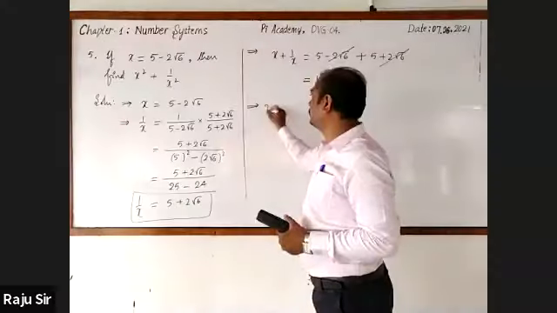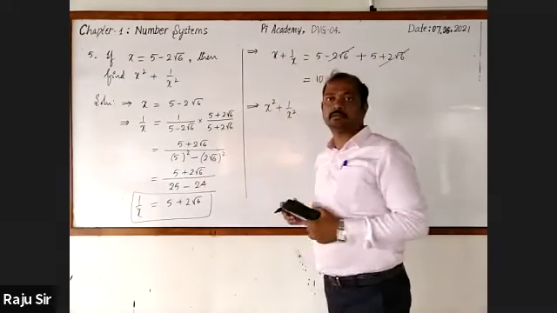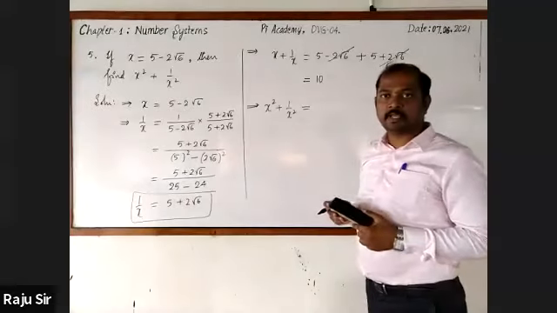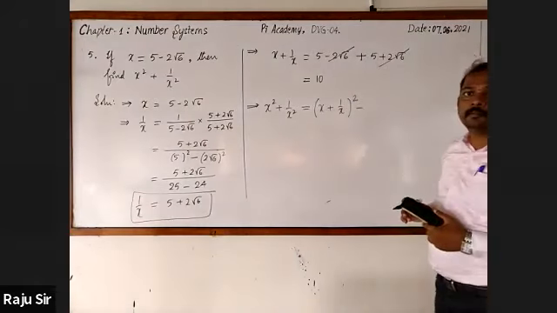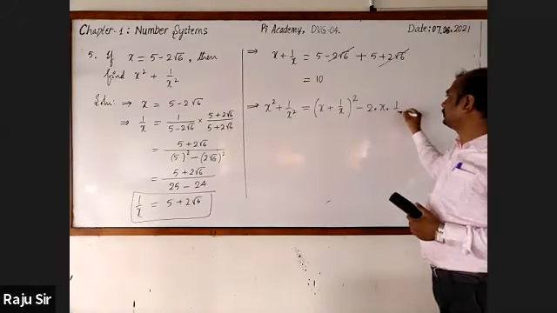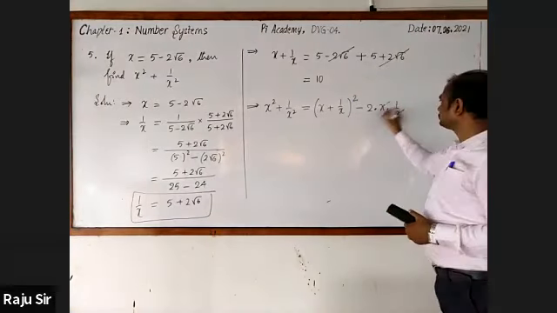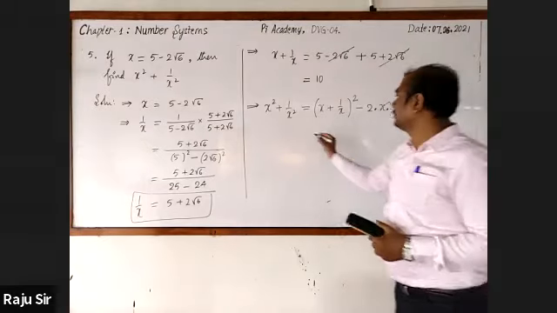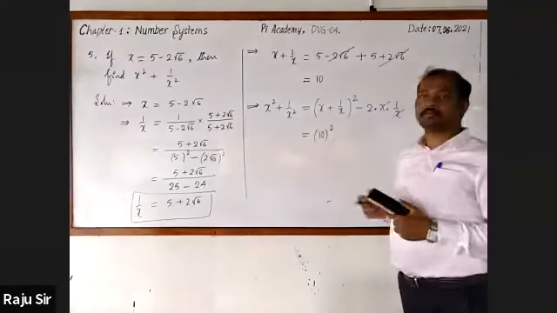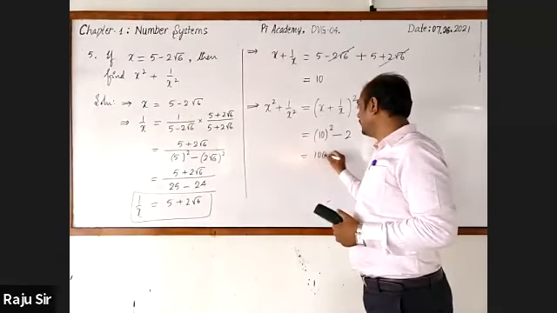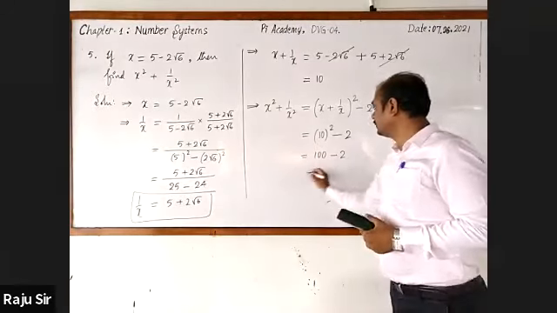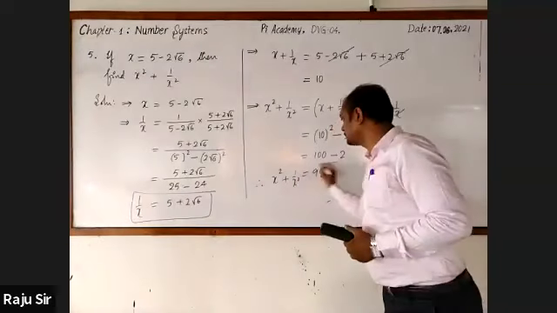Now, let us go for finding the value of x square plus 1 by x square. It can be written as x plus 1 by x whole square minus 2 into x into 1 by x. x and x get cancelled. x plus 1 by x is 10, so 10 whole square minus 2. 10 square is 100, minus 2 is 98. Therefore, the value of x square plus 1 by x square is 98.